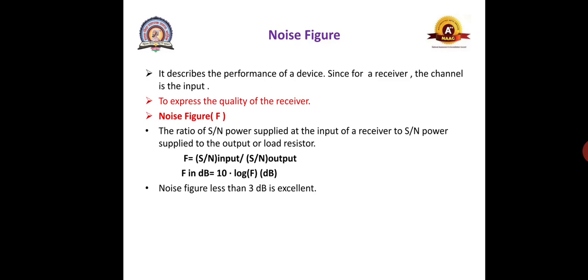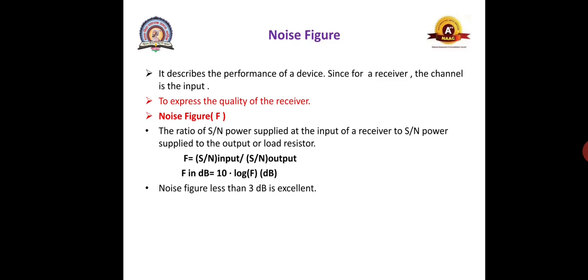It can be expressed in terms of dB by taking 10 times log of this F, which will be in terms of dB. The input and output may be for the entire receiver or a single amplifier stage. The noise figure F is also called the noise factor. The noise figure is a number. Usually it is also expressed in terms of decibels.